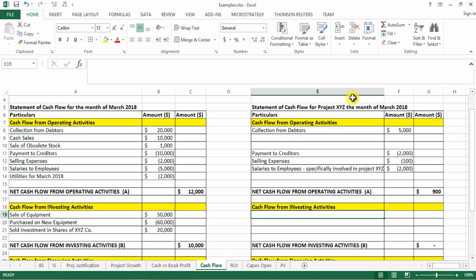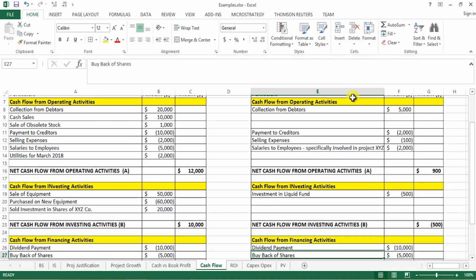Supposing even he had last month this $900 from operating activities, and he invested that cash flow in a liquid fund for a period of 1 month to get an interest income on that. So investment in liquid fund, we'll put it investment in liquid fund. He's a smart guy. He won't invest the entire amount. He knows he needs to have some amount in his hand to spare. So he just invested $500 of the liquid fund. So now net cash flow from the investing activities is going to be $500 only, right?